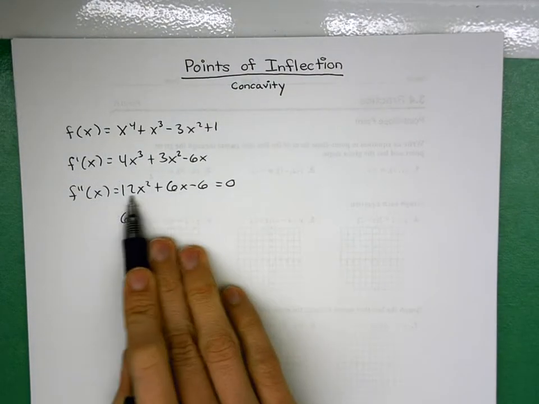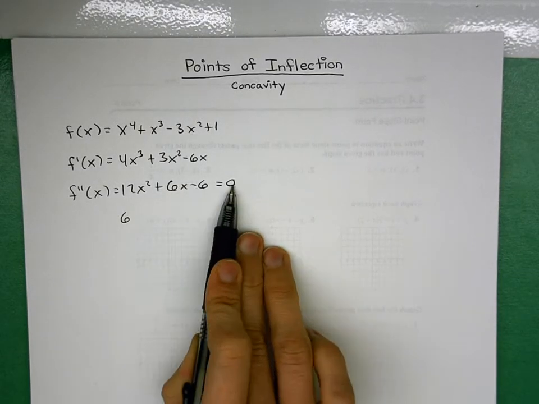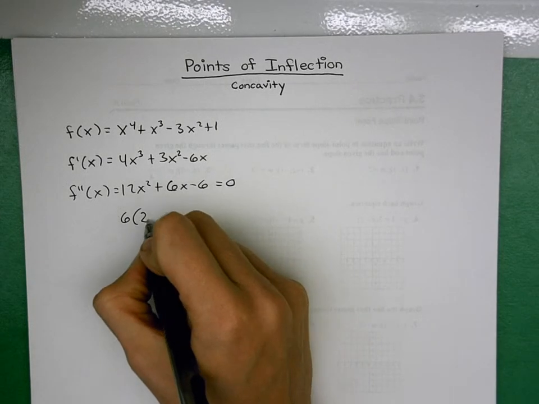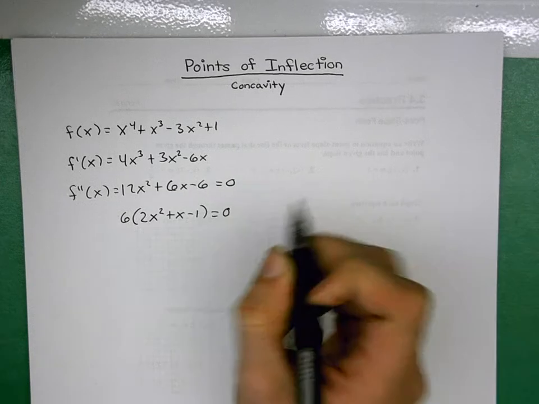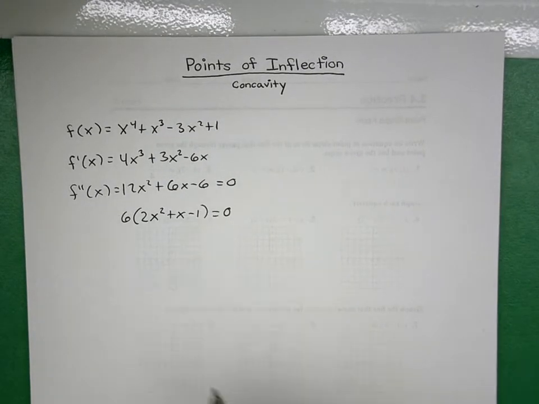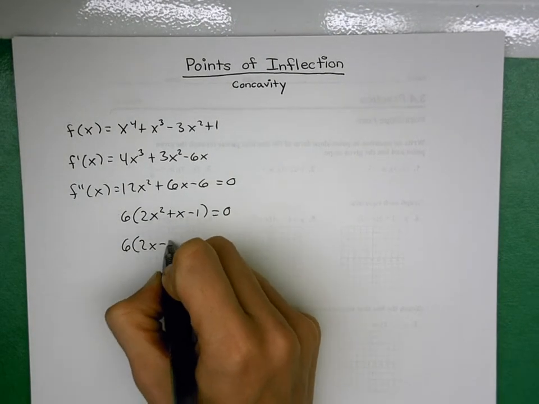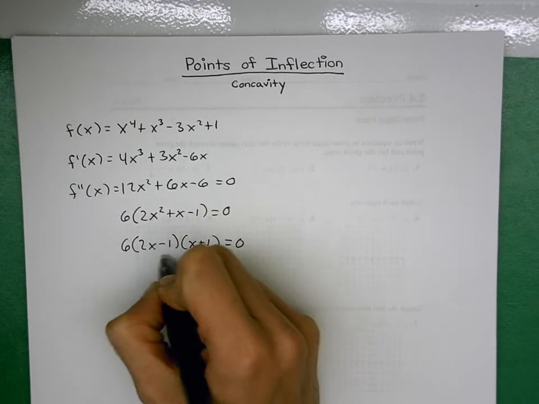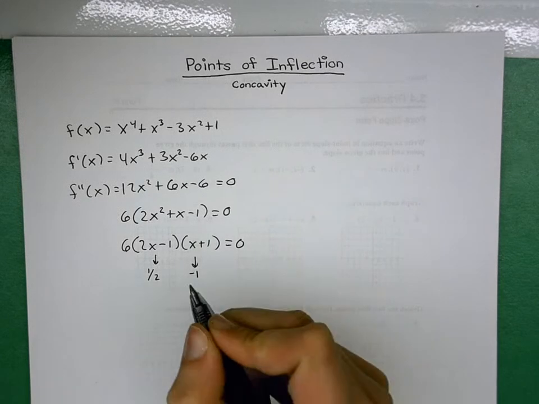If this were a calculator one, I'd take the 12x squared plus 6x minus 6 and put it into my y equals to calc my zeros. If it was a non-calculator one, as this one is, we could factor 2x squared plus x minus 1. Just make sure to not add that 6 over. Okay. The 2x squared plus x minus 1 factors one step further to 2x minus 1, x plus 1. So I have two potential points of inflection, one at 1/2 and one at -1.